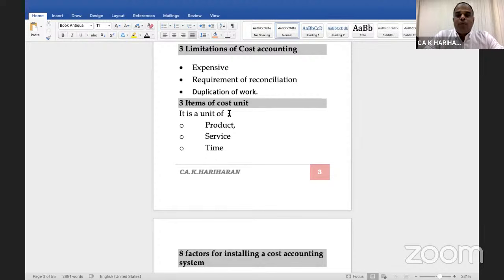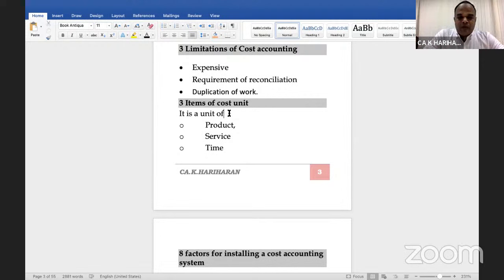Then duplication of work. What is called duplication of work? With respect to duplication of work, for purchase of raw material, we have to pass the entry in financial accounting as well as cost accounting. Sales entry will be passed in financial accounting as well as cost accounting. So at this juncture, duplication of work is there. For the same transaction, we pass the entry in cost accounting as well as financial accounting. Therefore, three major limitations are there in cost accounting: one is expensive, another is reconciliation, and third is duplication of work. Next, hope you are taking parallel notes, Amaraj, or at least you can take a screenshot.